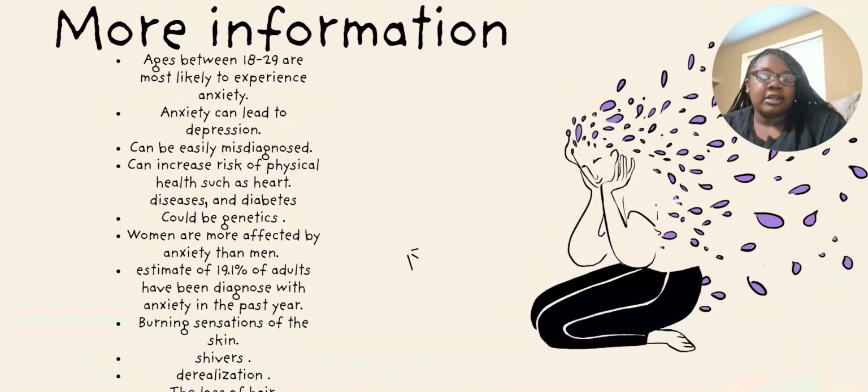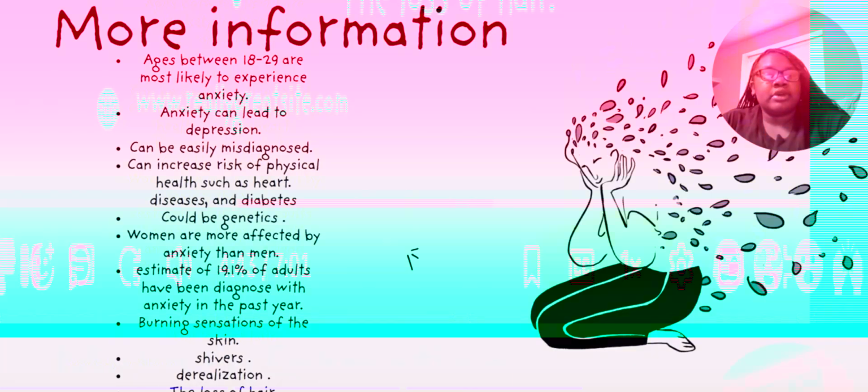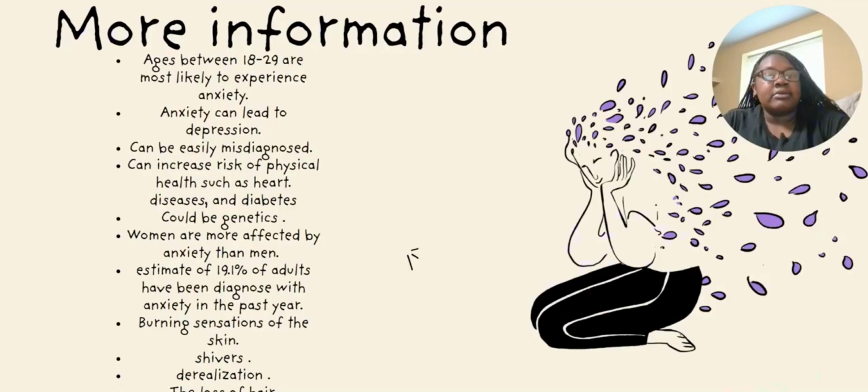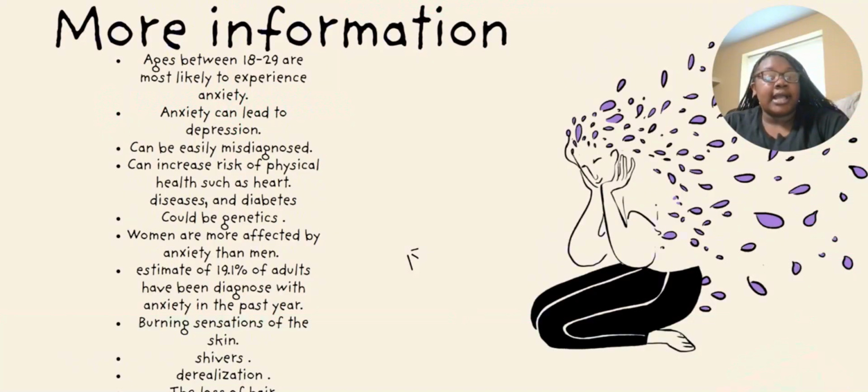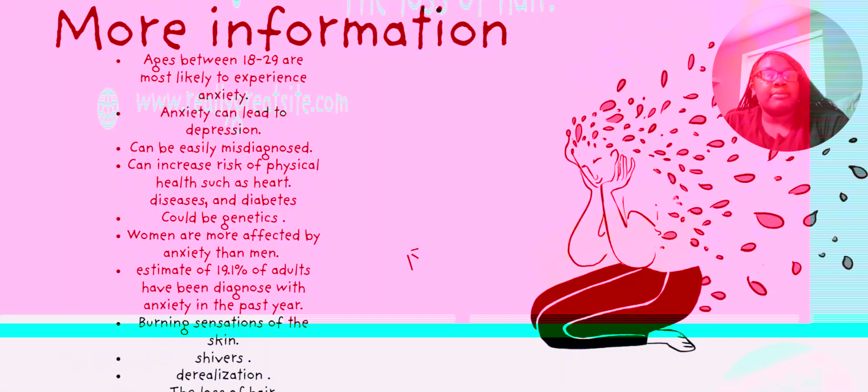This is more information about anxiety that I have. Ages between 18 and 29 are most likely to experience anxiety, and anxiety can lead to depression, like social anxiety, for example. If you get too in your head and you overthink and you think that people don't like you, it can lead to being depressed because you're going to start isolating yourself, not going to want to be bothered, you're not going to be social. So that can lead to depression.